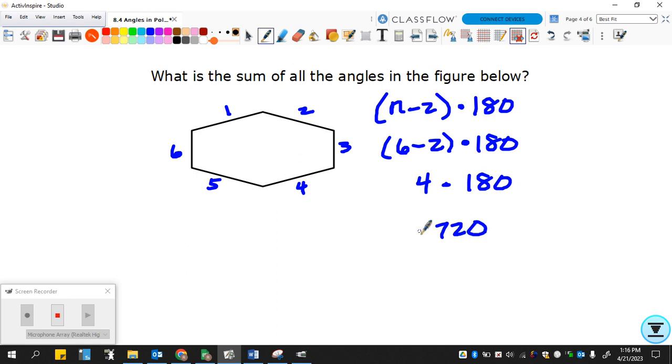All right. So that's it, and for any other polygon, you just count the number of sides and take 2 away from it. So if you have a polygon with 15 sides, you take 15, take away 2 is 13, and take that 13 times 180. And that's what all the interior angles add up to.